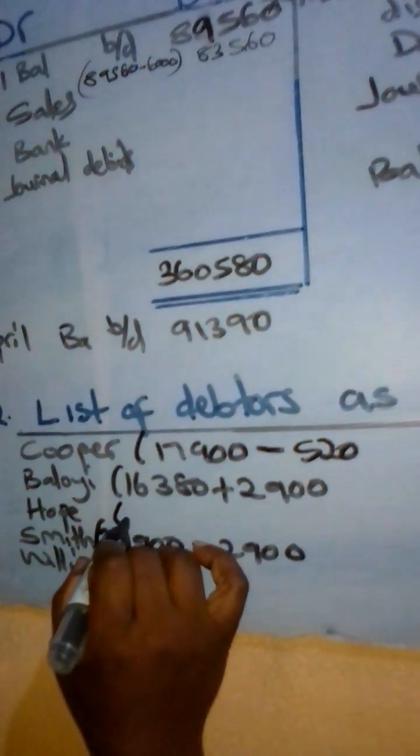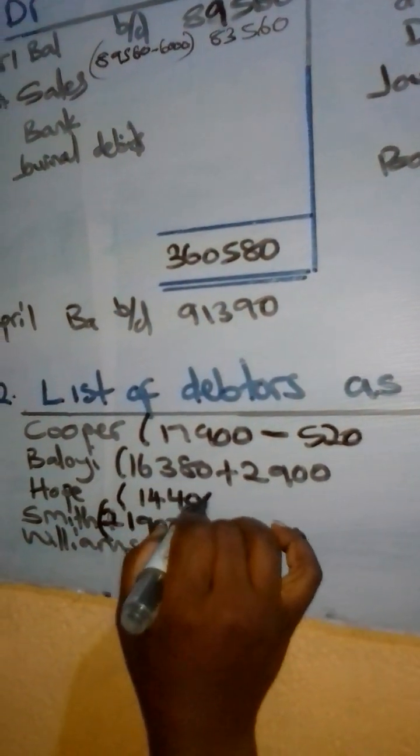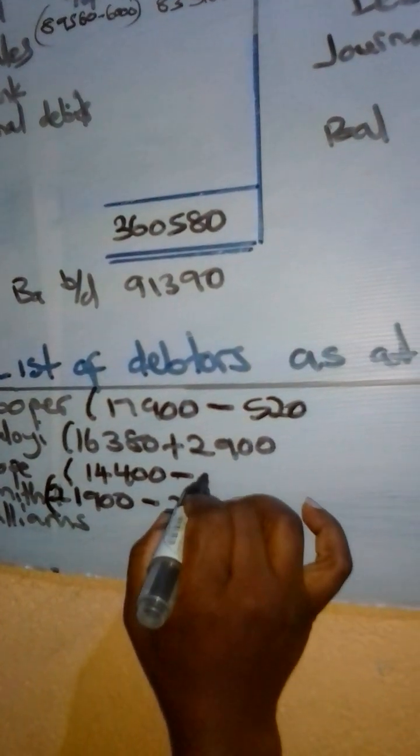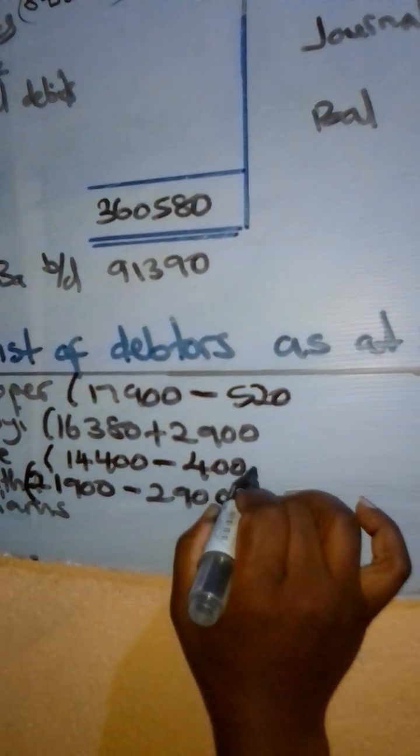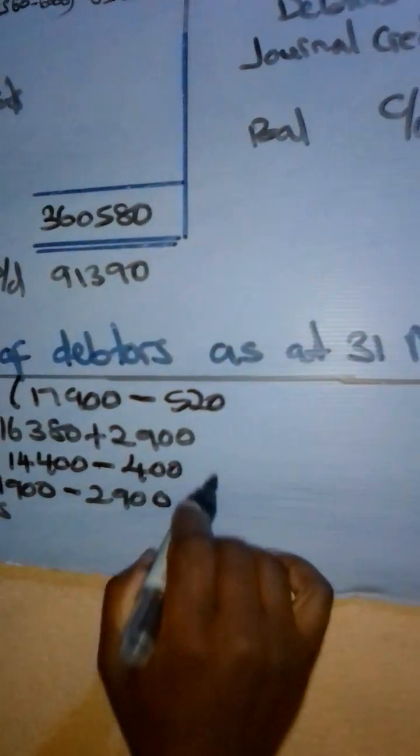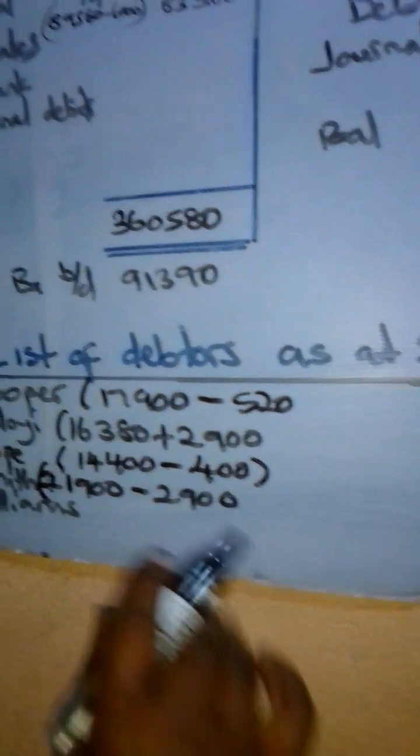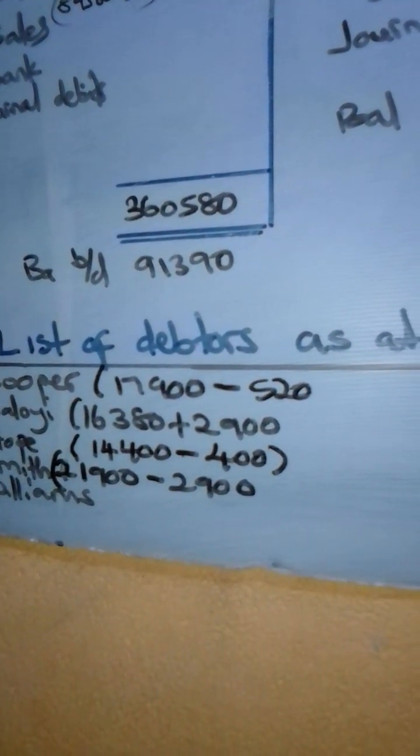Okay, this is Hope for us. Hope has got 14,400. We are going to minus the discount of 400. I don't think there's anything else that is coming in the book for Hope. Okay, fine. Do we still have anything?